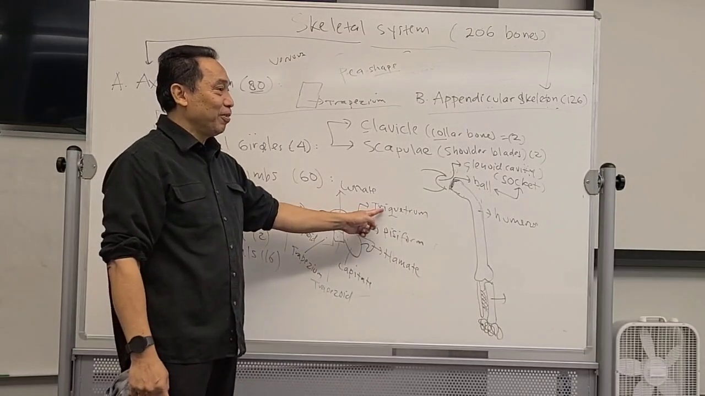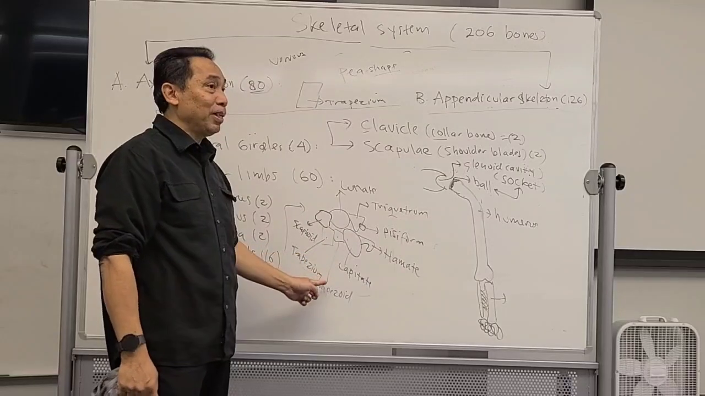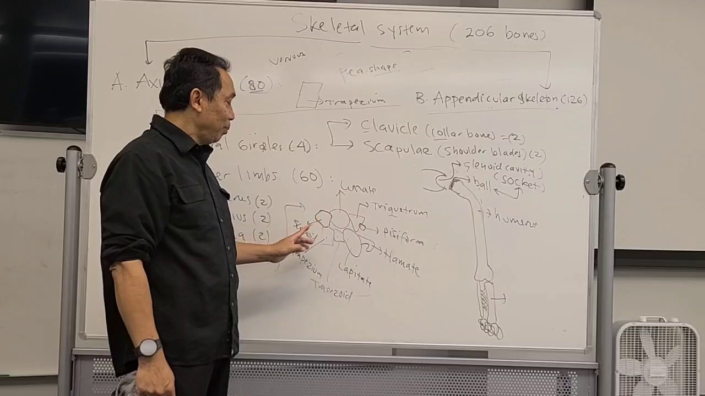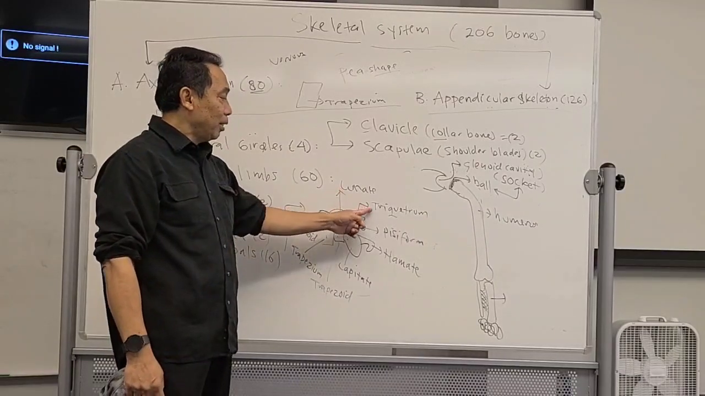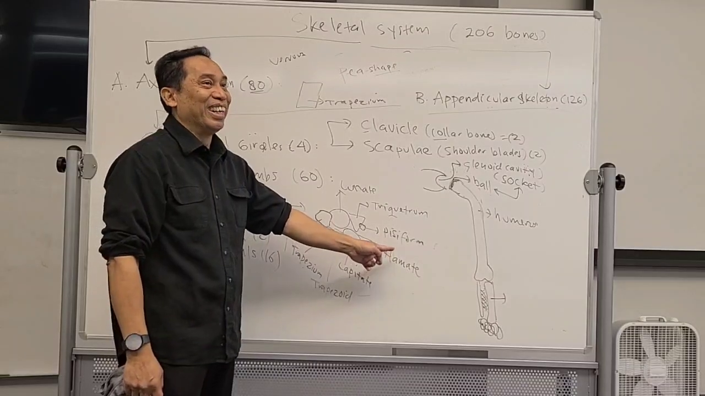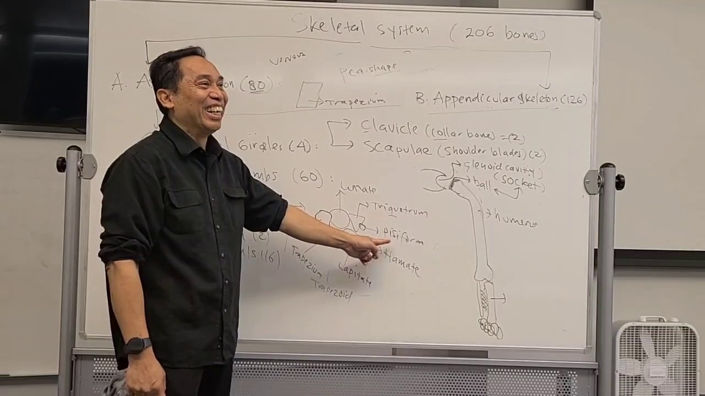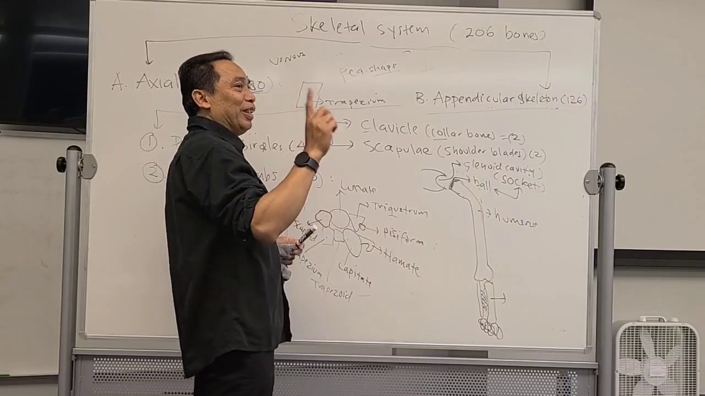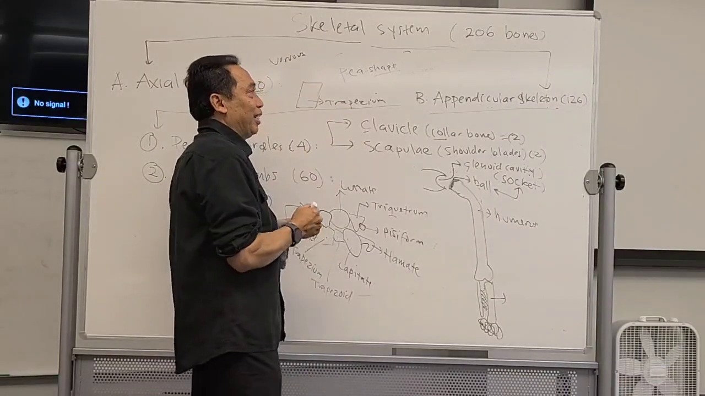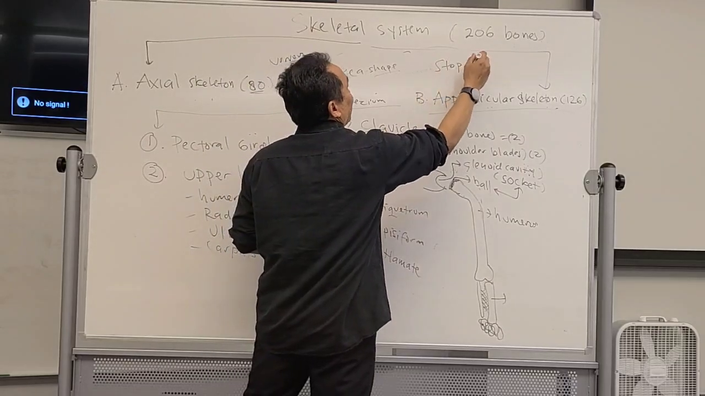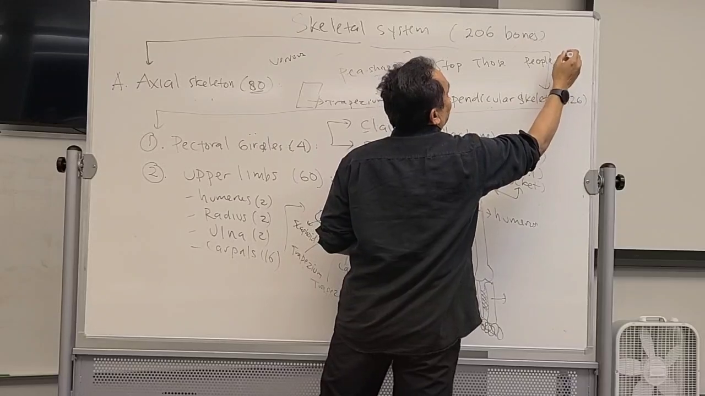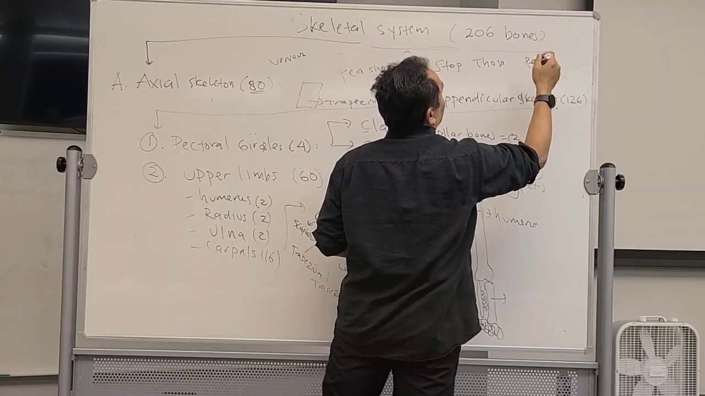Scaphoid, lunate, triquetrum, pisiform, trapezium, trapezoid, capitate, hamate. How do you remember it? I usually remember by "stop letting those people touch the cadaver head." Remember the first letter. So stop those people touch the cadaver head. Okay? So stop, those people. Stop those.